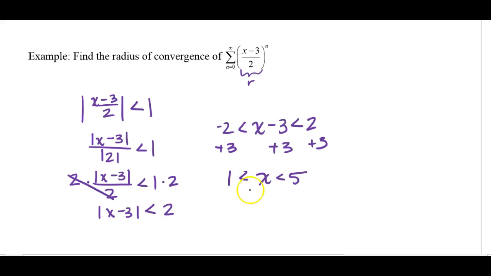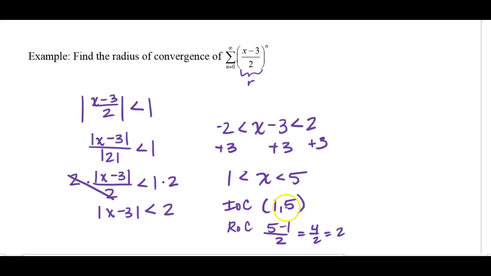So what I found right now was my interval of convergence, that I'll abbreviate IOC. So my interval of convergence is from 1 to 5. So if I want to find the radius of convergence, that means I'm going to take 5 minus 1, divided by 2. So that's 4 over 2, which equals 2.